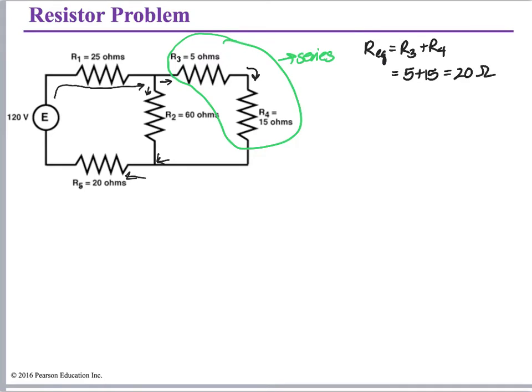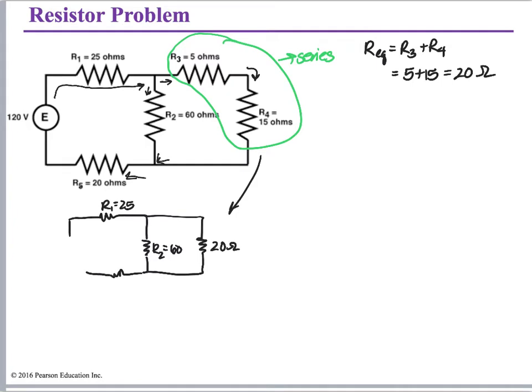So now we can simplify this picture. This is R1, which is 25, and then we have two in parallel with each other. One is R2, which is 60, and then the other one that we just found, this is what's standing in for the resistors in green, is 20 ohms. And then finally we come out of here, this is R5, which is 20 ohms, and then we go back into the battery, which is 120 volts, I think.